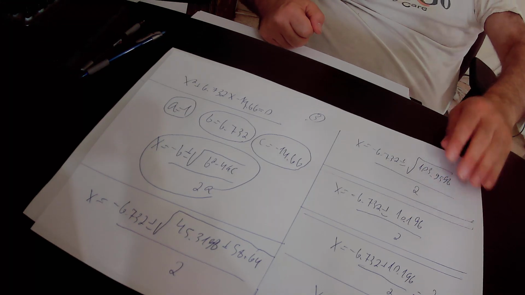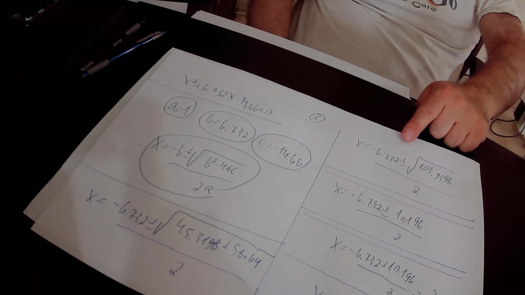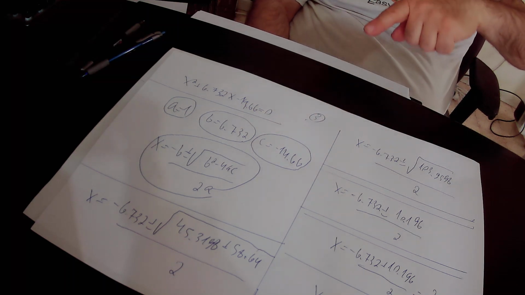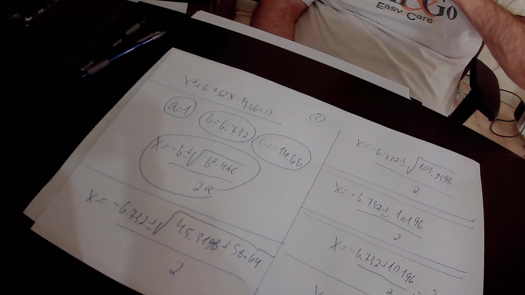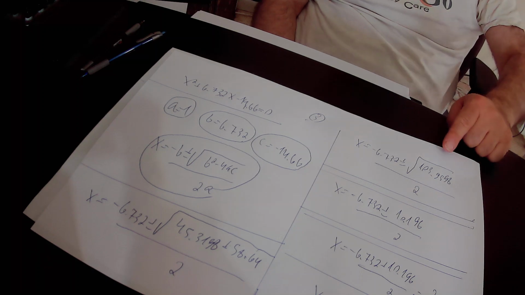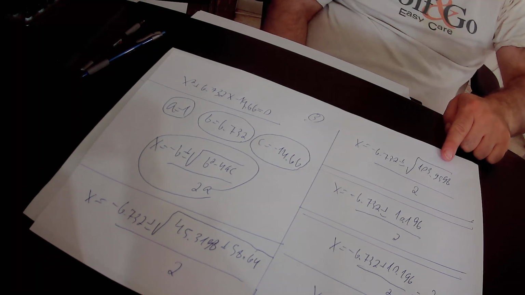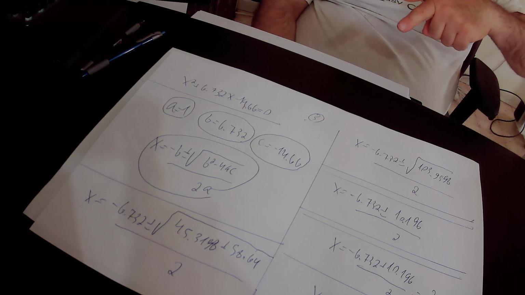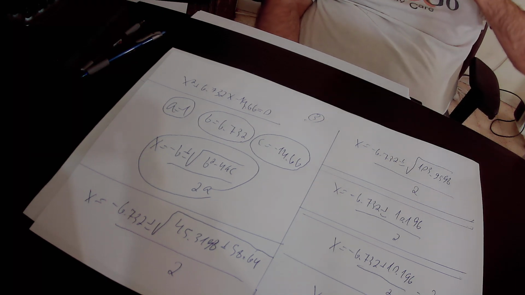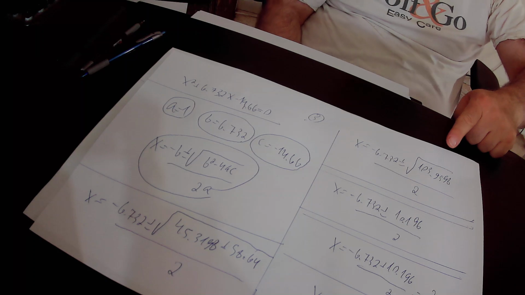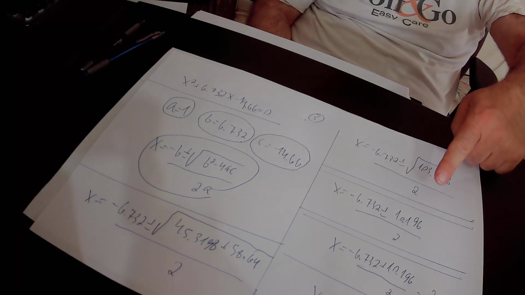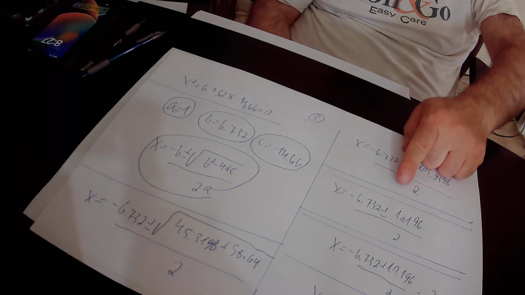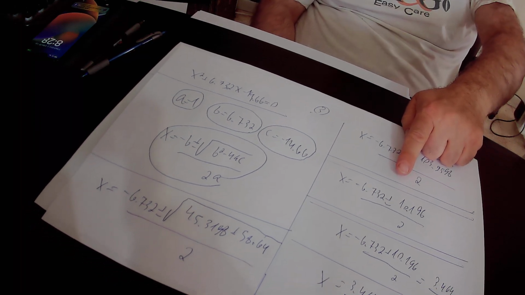So in conclusion, we found that x equals minus 6.732 plus minus, and inside the root we have 45.3198 plus 58.64 equals 103.9598, divided by 2. So x equals minus 6.732 plus minus the square root of 103.9598, which equals 10.196, divided by 2. So here we have two possible solutions for x.